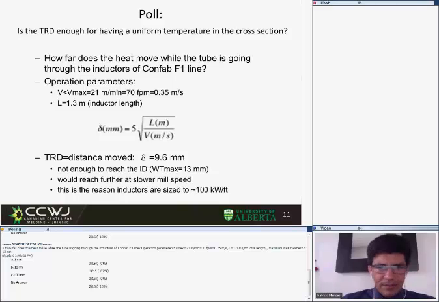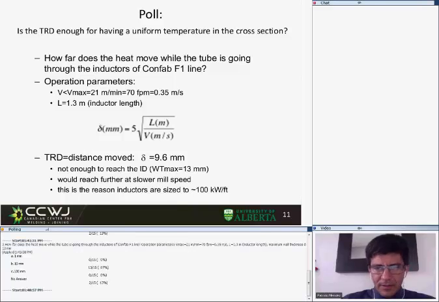I think I already answered this question, but since we have it prepared, I'm going to do it quickly. So, can we have an answer? Is this thermal reference depth enough for a uniform temperature? This one better get another 100% score.